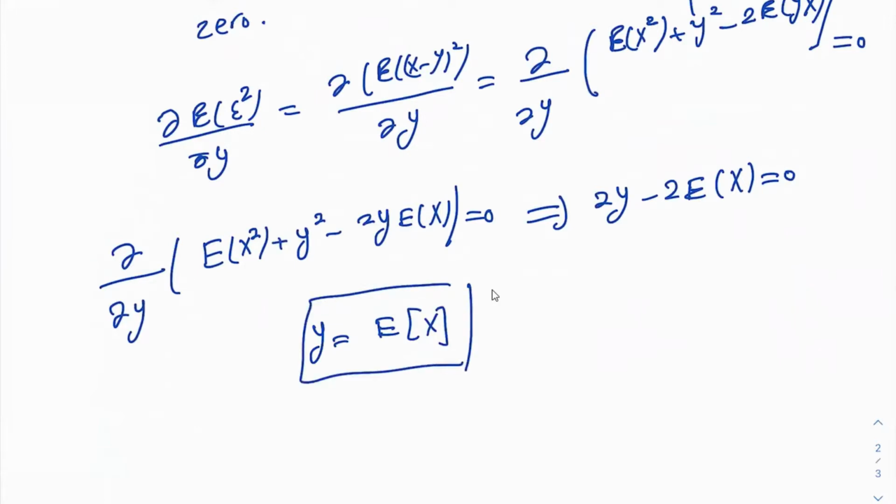So the best y, the best constant estimator for a random variable x, is the mean of that random variable. Intuitive, right? It's very intuitive. So this is the MMSE. This y is known as the MMSE, optimized in step 3.